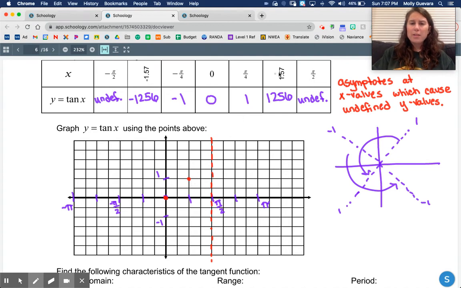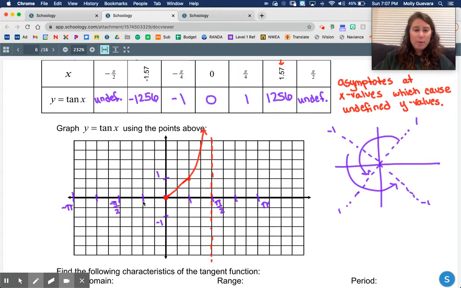So that's why this value was really important. It shows me that as I approach pi over 2, my graph is increasing extraordinarily, right? So this is really going up to infinity. It's approaching the asymptote going up towards infinity. Then at negative pi over 4, I'm at -1.